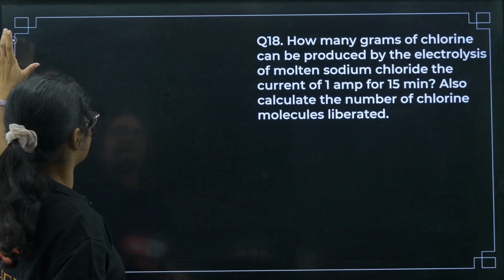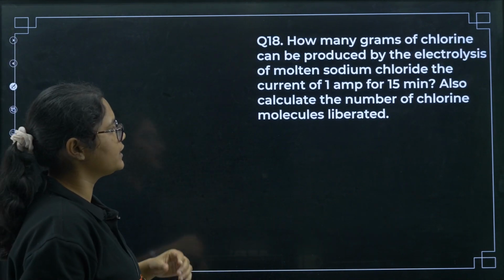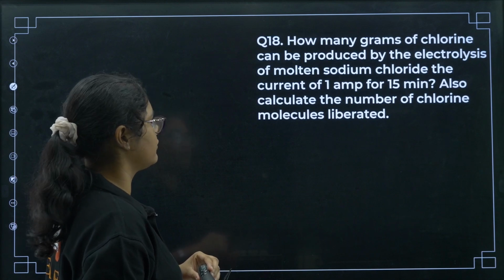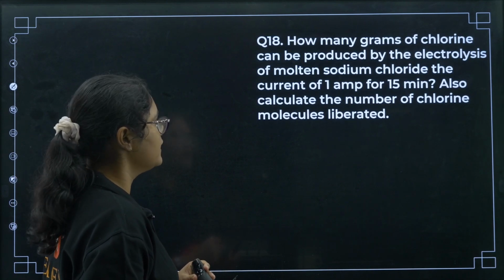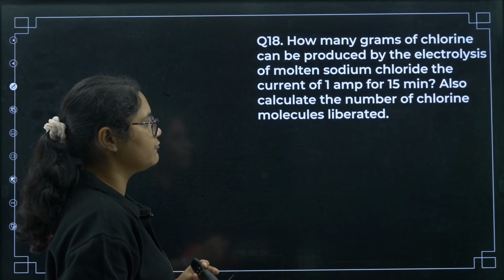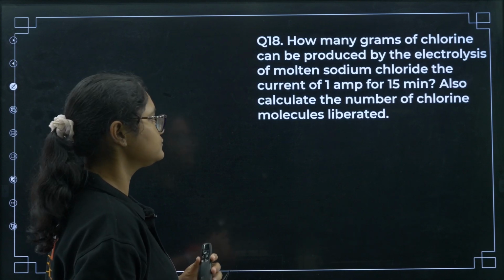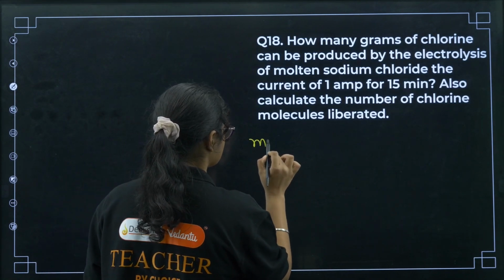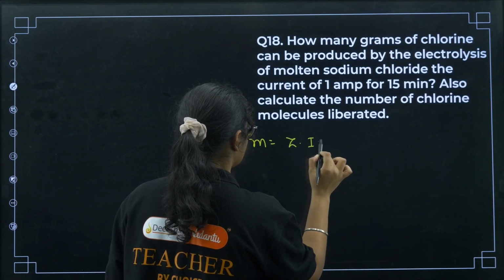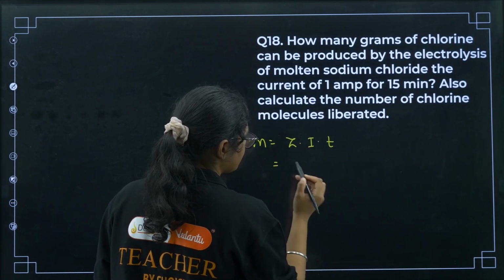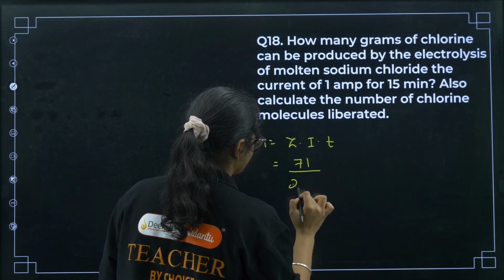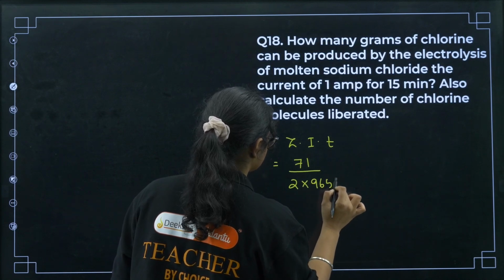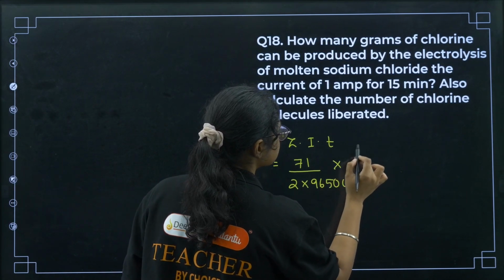Okay, fine. Next, how many grams of chlorine can be produced by the electrolysis of molten sodium chloride by a current of 1 ampere for 15 minutes? How many grams of chlorine will be removed? So you can calculate m is equal to Z into I into T, right? So Z is what? Molar mass of chlorine is 71, divided by 2 into 96500, into I, which is how much?